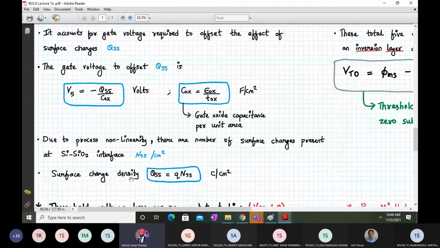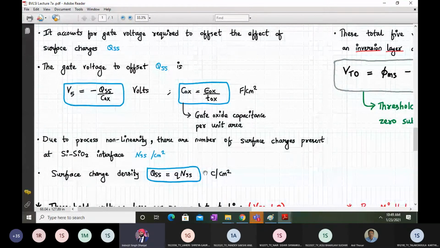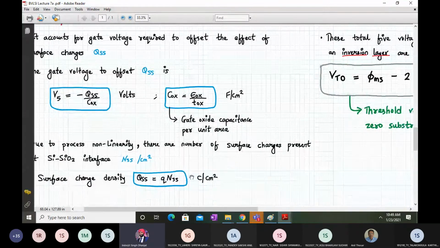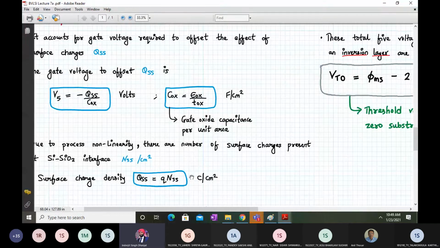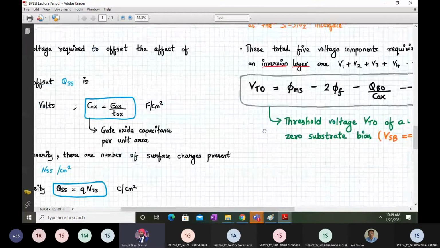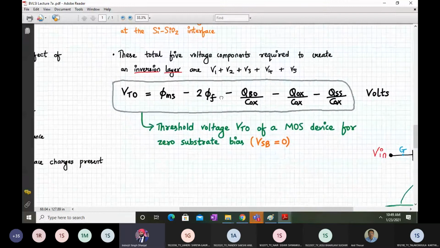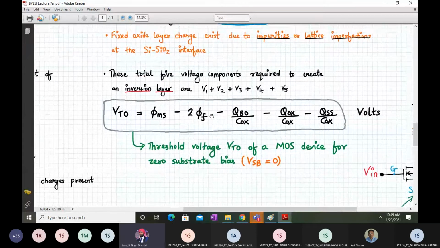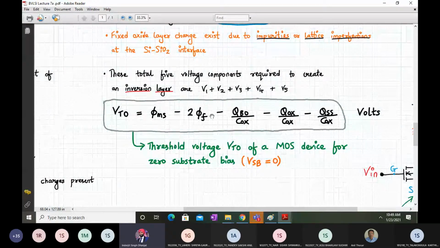So the amount of surface charge density will be Q into NSS. That unit is again coulomb per centimeter square. So V5 will be minus QSS upon COX, as the COX formula we already know, epsilon OX upon TOX. So these are the 5 voltage components which are present in the threshold voltage formula. Now we add them all together. The total of the 5 voltage components required to create an inversion layer is this.